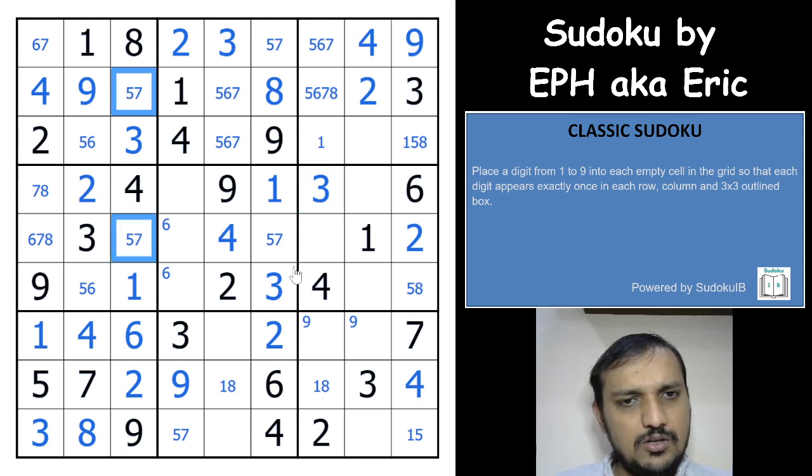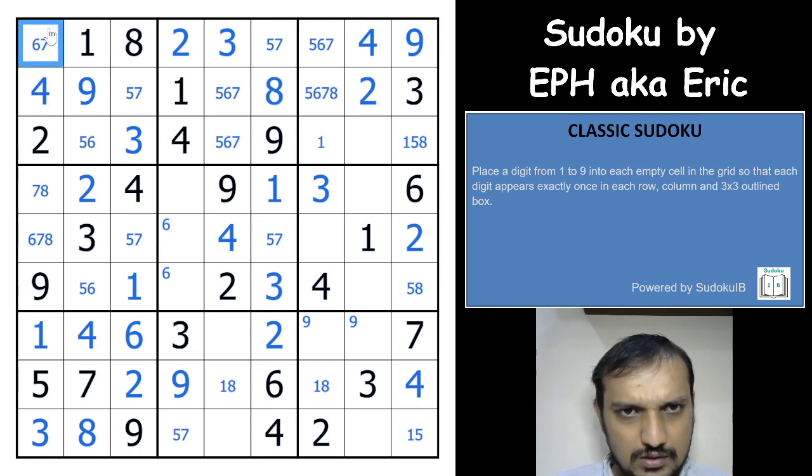You have a coloring here of 5 and 7. This is A, B, A, B. So both of these would have to be different, which means you cannot have a 7 here. That's a nice logic here. That's a really good logic here. Should I use this?